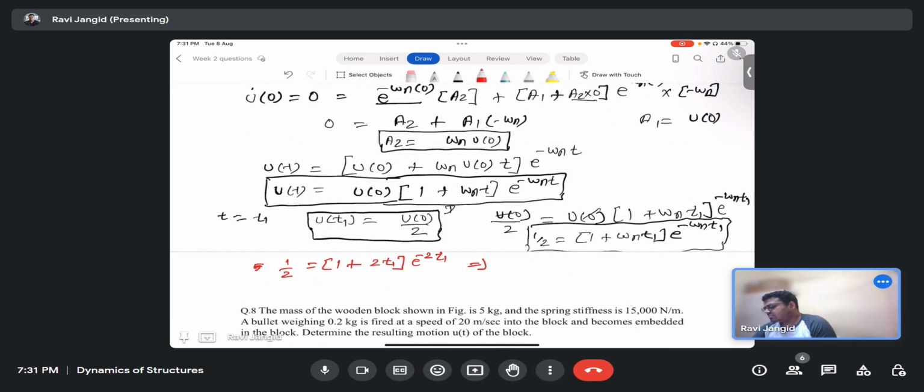Solve this equation: 1 by 2 equals 1 plus 2t1 into e raised to power minus 2t1. So find out the value of t1, so that at this time period t1 you will have the displacement equal to 1 by 2 of the initial displacement.